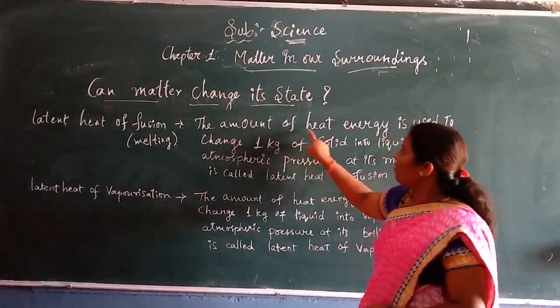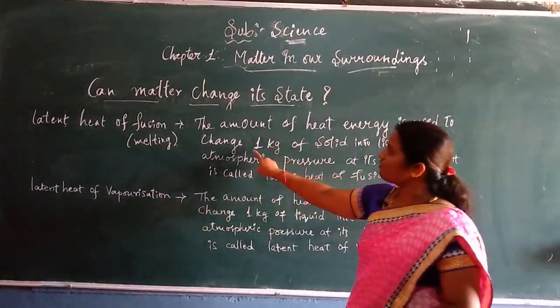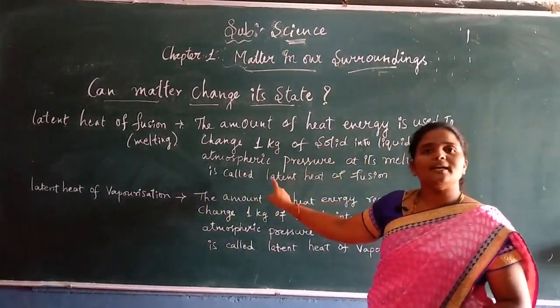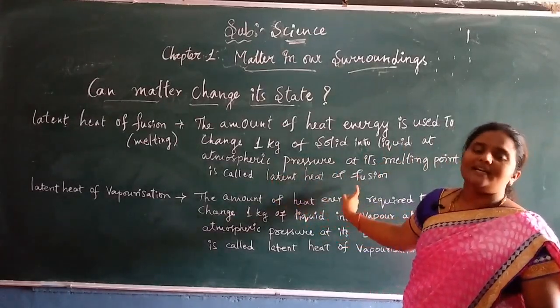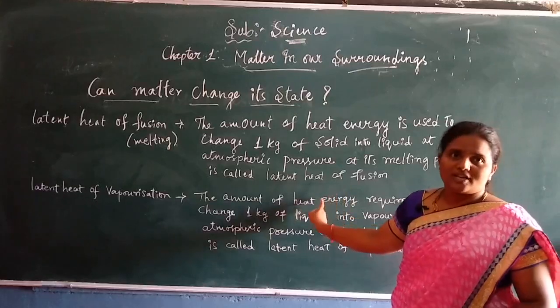Once again, I will repeat, children. The amount of heat energy used to change 1 kg of solid into liquid at atmospheric pressure and its melting point is called latent heat of fusion.